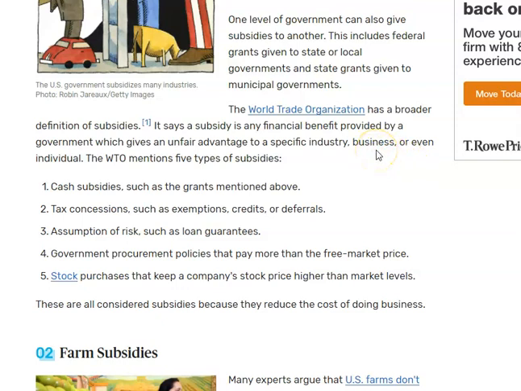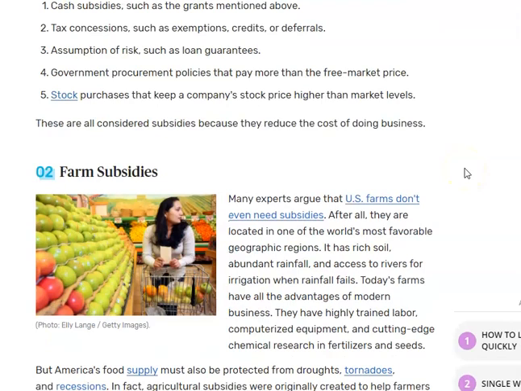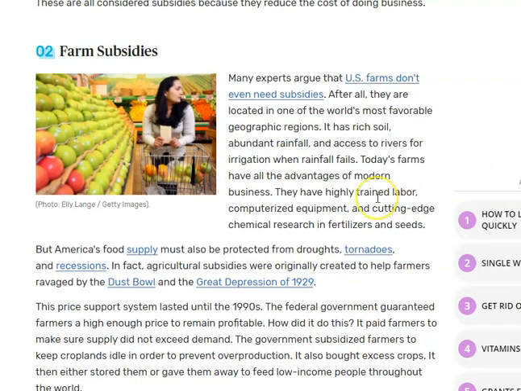The World Trade Organization mentions 5 types of subsidies. Cash subsidies, such as the grants mentioned above, tax concessions, such as exemptions, credits, or deferrals, assumption of risk, such as loan guarantees, government procurement policies that pay more than the free market price, or stock purchases that keep a company's stock price higher than market levels. These are all considered subsidies because they reduce the cost of doing business.